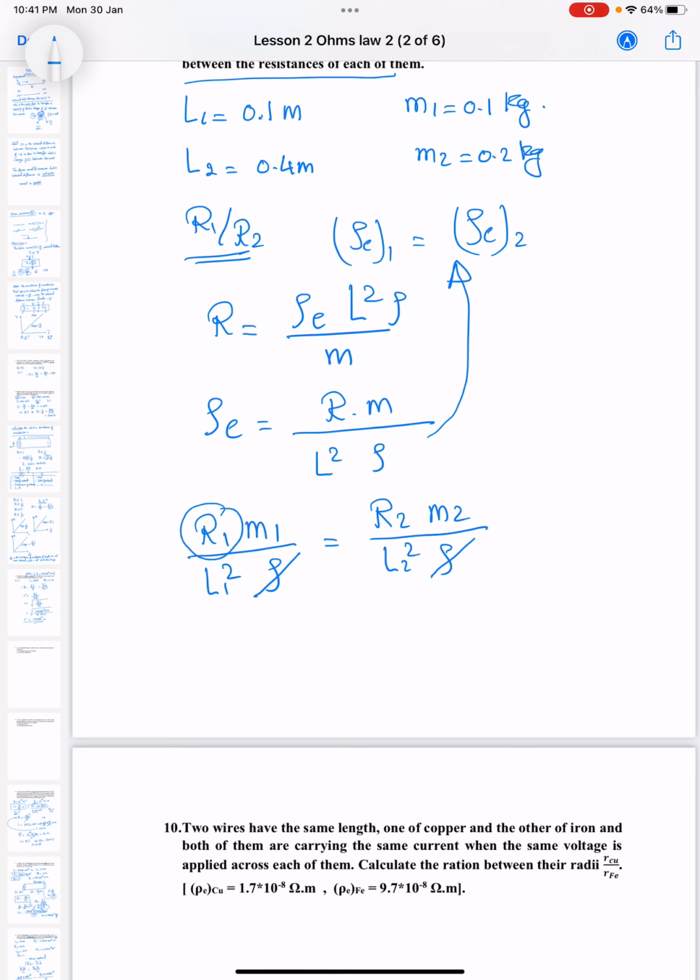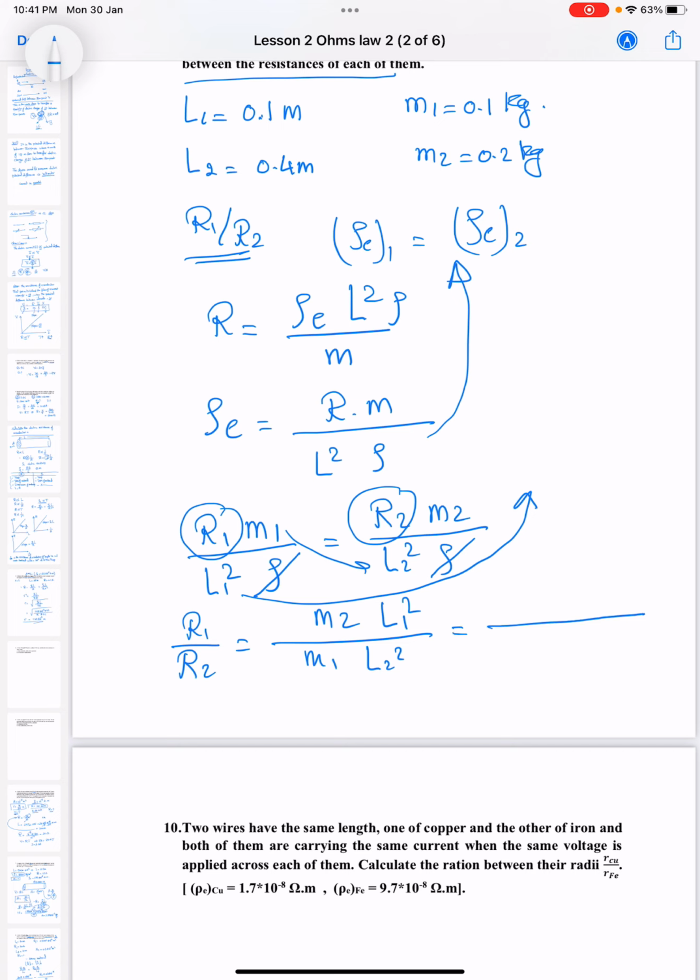We want to calculate R1 divide R2. So R1 divide R2 equals M2 L1 square over M1 L2 square. Substitute: M2 is 0.2 times 0.1 square, divided by M1 0.1 times 0.4 square, equal by calculator 1/8. Okay, good.